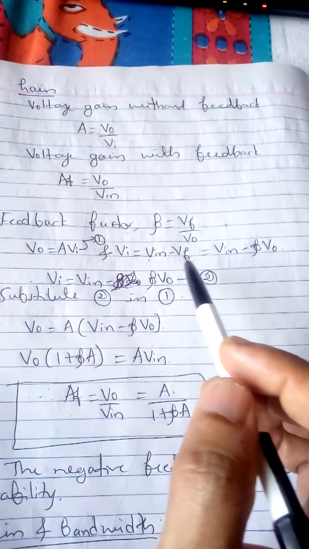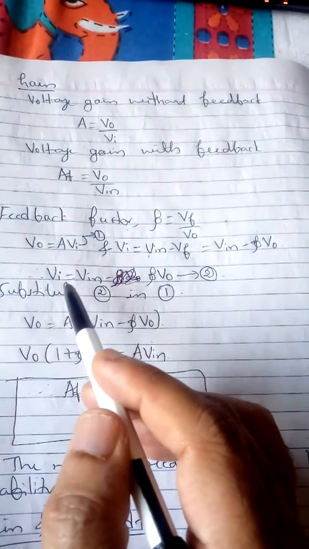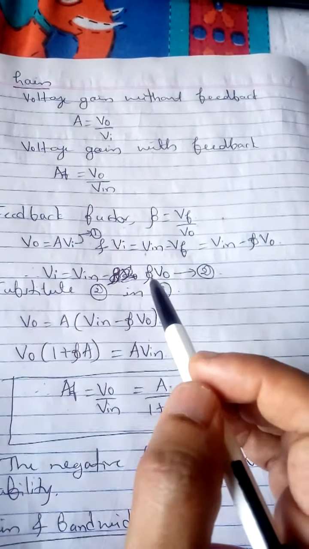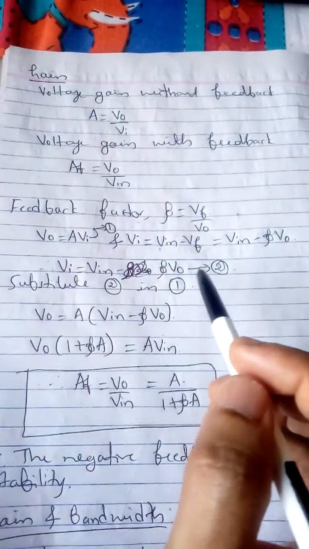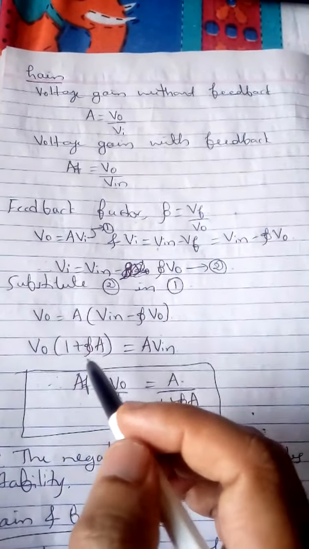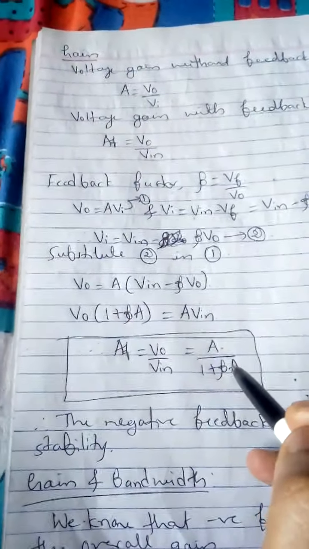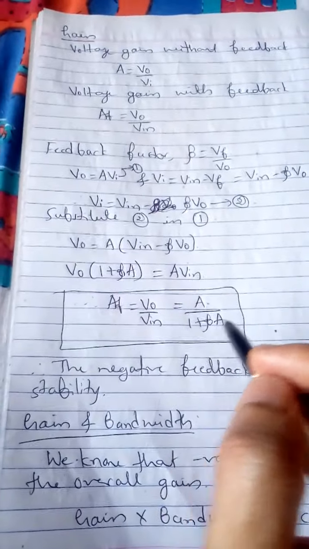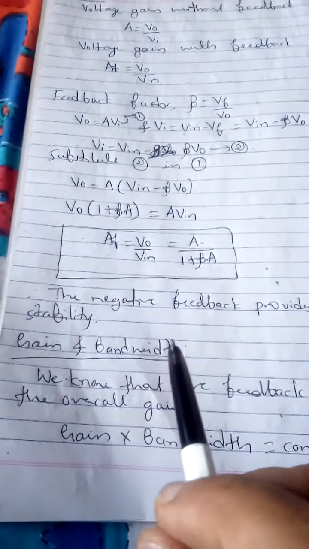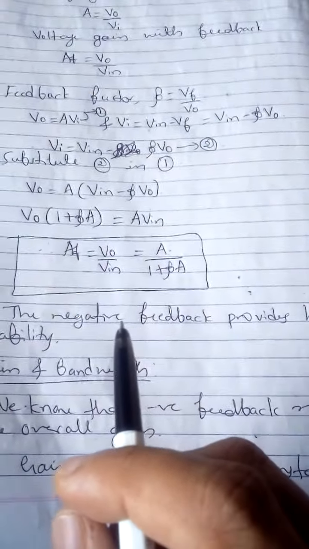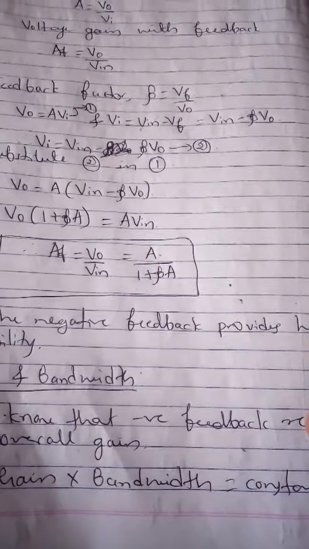Then Vi equals Vin minus Vf. Vf is nothing but beta into V naught. Then I get the expression for Vi as Vin minus beta into V naught. I am calling it the second equation. Then I substitute equation 2 in equation 1, and I get the expression for AF as V naught by Vin equals A divided by 1 plus beta A. Thus the negative feedback provides higher stability. Higher stability means we can have control over the gain. Similarly, I can increase the bandwidth.